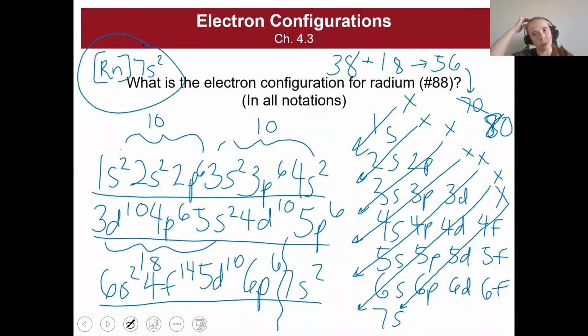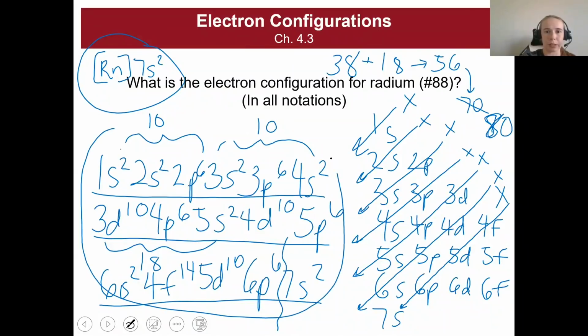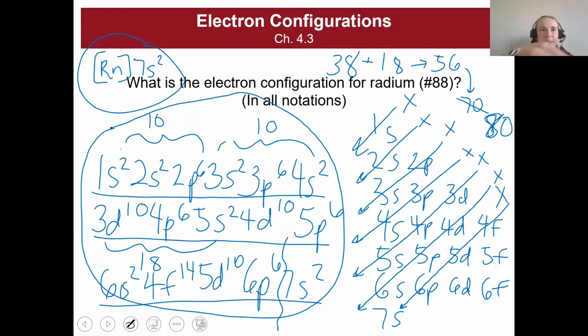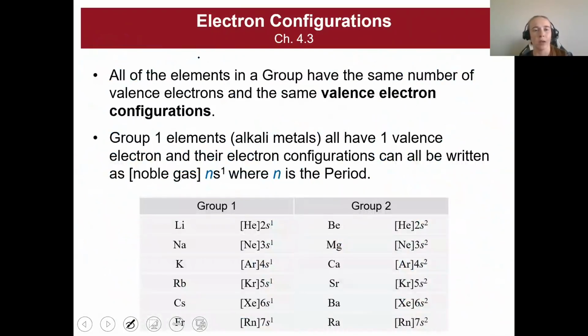That is our noble gas notation for radium. Much simpler than this. But we need to know how to do that to get to here. Now that we understand it, we can use our shortcuts. Okay, let's keep going.